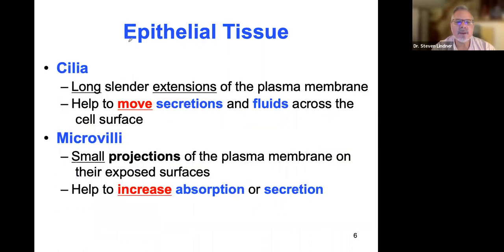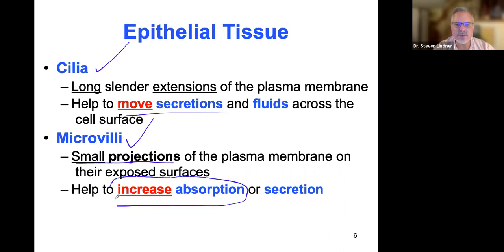So cilia we covered, and microvilli we covered. Cilia are these longer, larger extensions that come off the cell or even the plasma membrane, and they help to move secretions and fluids across the surface, just like the goblet cell secreted mucus and it was sitting along the cilia. Microvilli are much smaller projections. That's the sponge that's used to increase absorption. So we're going to find them along the intestines.